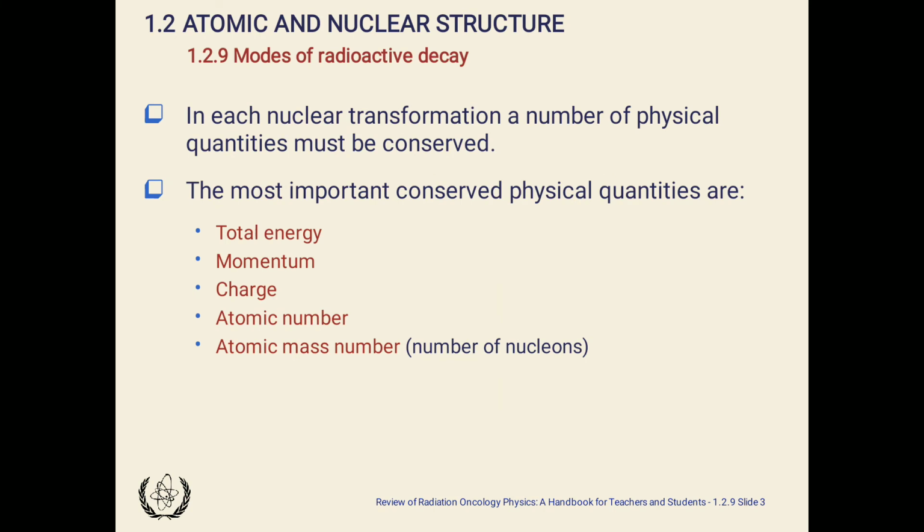In each nuclear transformation, a number of physical quantities must be conserved. The most important physical quantities are total energy, momentum, charge, atomic number, and atomic mass number, that is, the number of nucleons. These must all be conserved in a nuclear transformation.